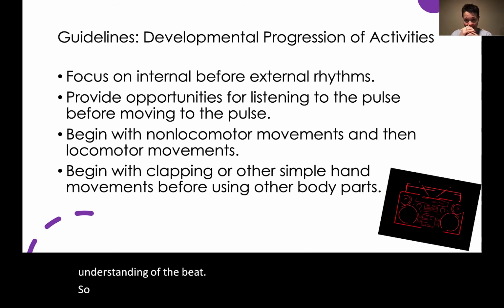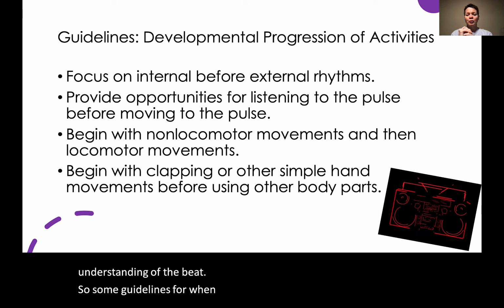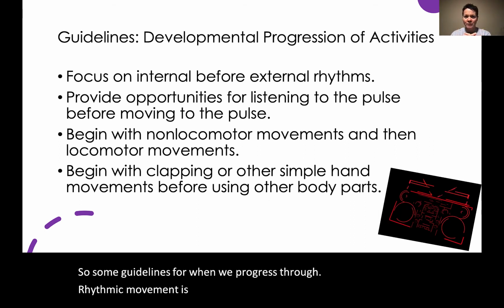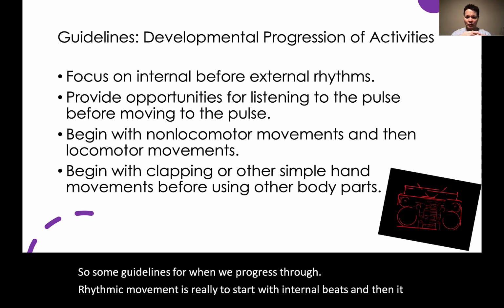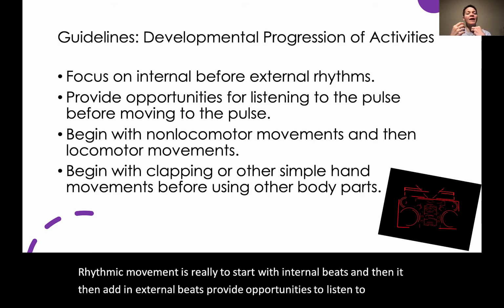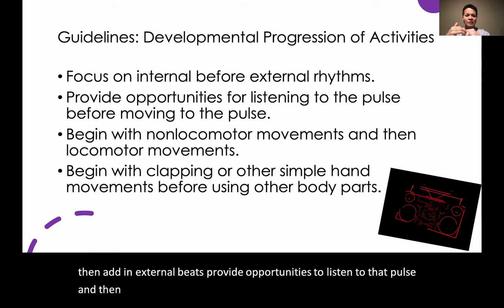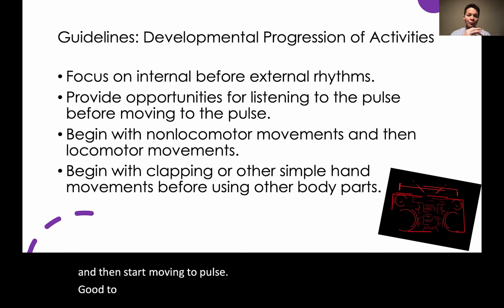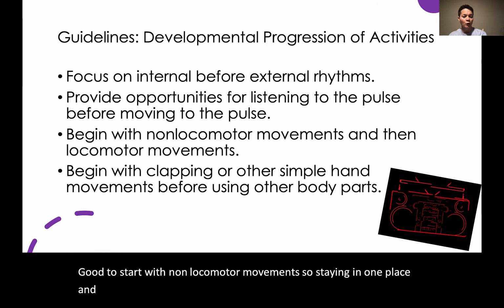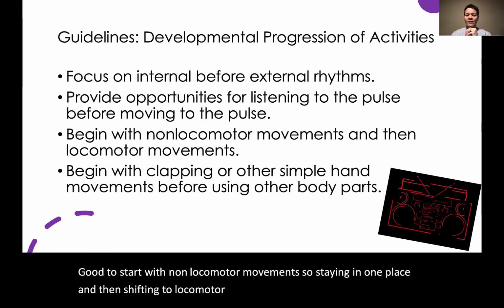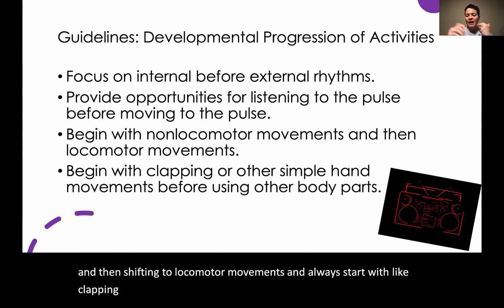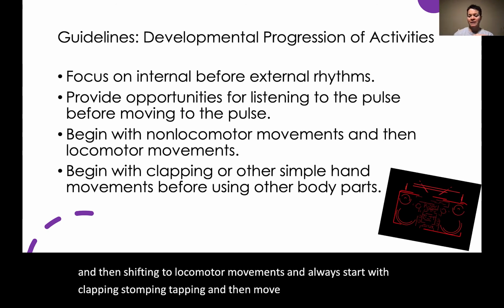Some guidelines for progressing through rhythmic movement are to start with internal beats and then add in external beats. Provide opportunities to listen to the pulse and then start moving to the pulse. It's good to start with non-locomotor movements, staying in one place, and then shift to locomotor movements. Always start with clapping, stomping, and tapping, and then move to the movement of different body parts.